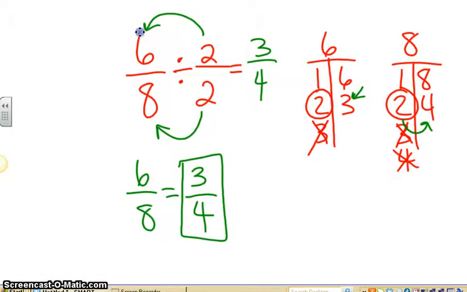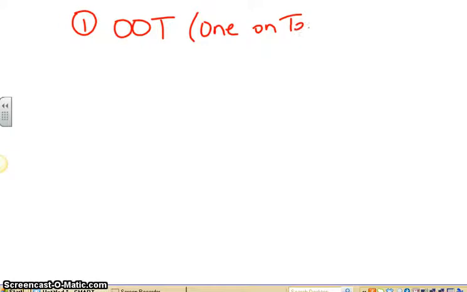Now, how do you know if you can simplify a fraction? Because sometimes you may see a fraction and you may not be sure if it can be simplified or not. Well, there are 5 rules, and I got these 5 rules from the junior high, so you will be seeing them again next year. But there are 5 rules that you can use to determine whether or not a fraction is simplified. Rule number 1 is called OOT, O-O-T, and that means if there is a 1 on top.